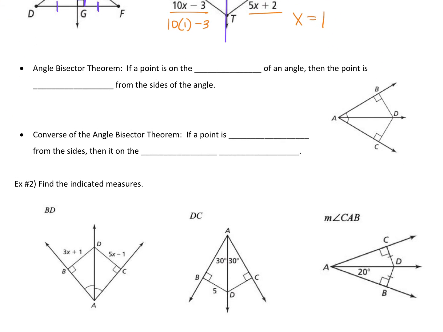The second and final theorem is the angle bisector theorem. And this one says, I totally changed that. The angle bisector theorem says this: if a point is on the bisector of an angle, then the point is equidistant from the sides of the angle.